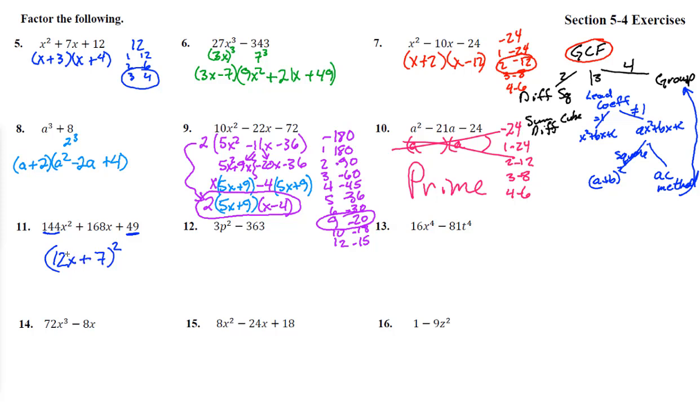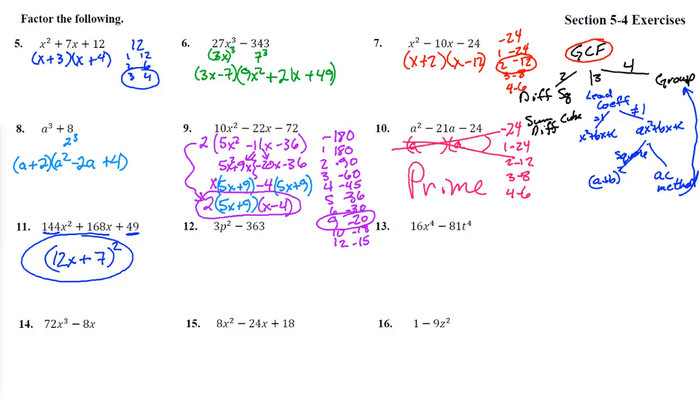Let's double check. 12x times 12x, yes. 7 times 7, yes. The middle term has to be this times this doubled. 12x times 7 is 84. Doubled is 168. It worked. Look at how much work we saved. It could have been bigger than number 9. Holy cow. So if you'd like to see that out, it's 12x plus 7 times 12x plus 7. And just the fact that you know that it will multiply and give you the 168, you don't have to go through a large process if you can identify that pattern.